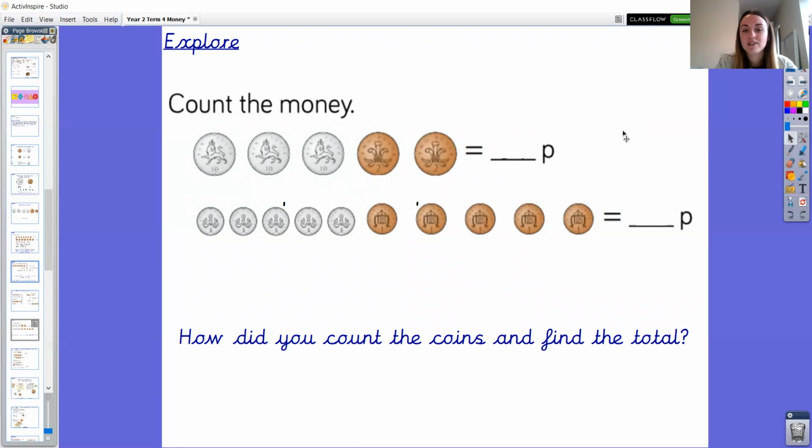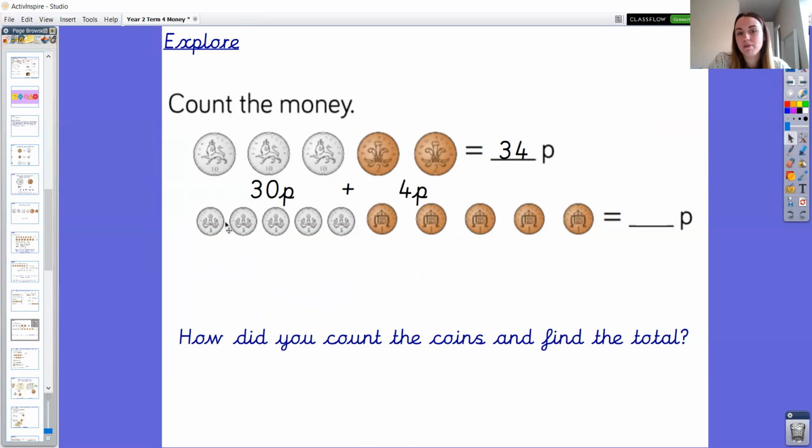Well done, Year 2. Okay, so you might have counted the money. So for example, like this, 10, 20, 30, 32, 34. There is 34p. Or you might have broken it down into a number sentence. So the silver coins represent 30p, 10, 20, 30. Add the copper coins, which represents 4p. So we know 30p add 4p equals 34p altogether.